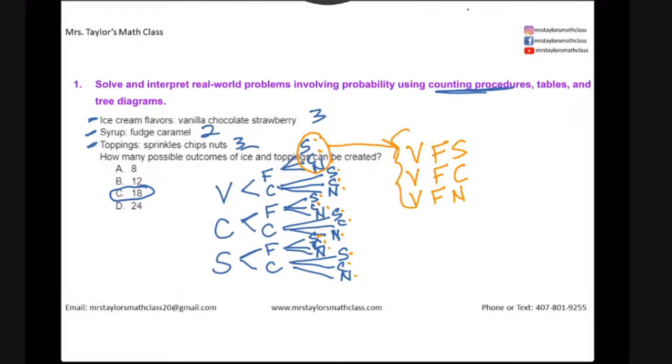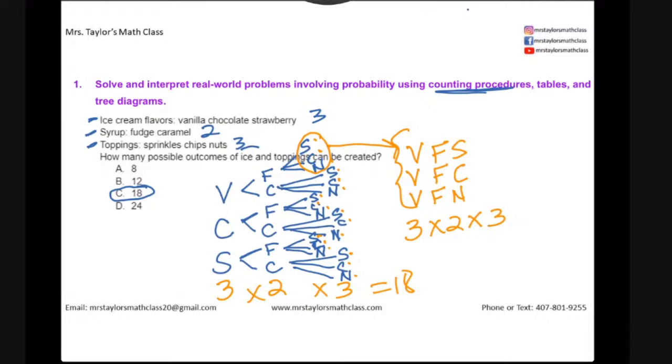So the reason why I knew to do 3 times 2 times 3 is because I knew that is what my answer would end up to be. So this is 3, 2, and 3. Multiply, and you get 18. So I hope you understand that. But if you don't, you can come to a study session and we can break it down some more.